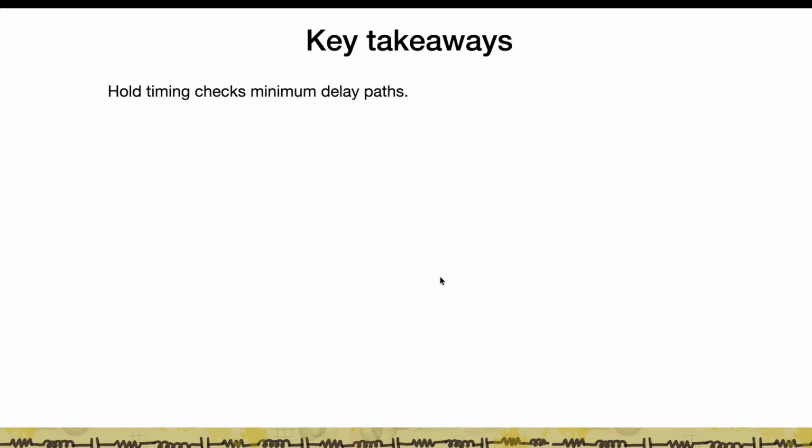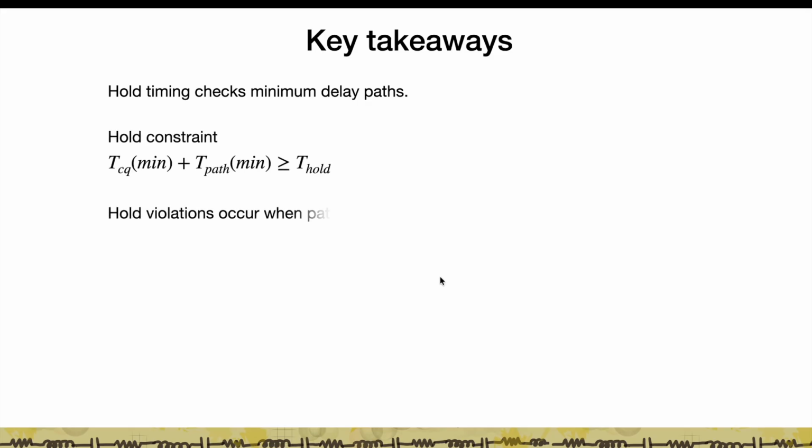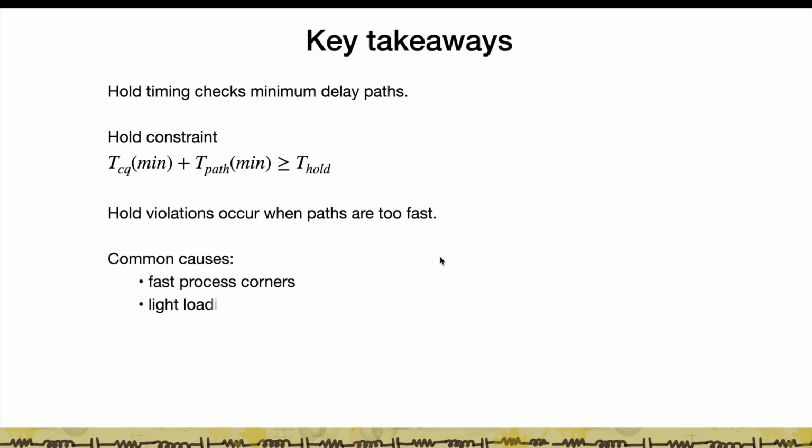So let's lock in the key ideas. Hold timing checks minimum delay paths. It ensures data doesn't arrive so fast that it corrupts the value being latched at the capture register. The hold constraint is TCQ min plus tpath min should be greater than thold. Minimum path delay must be greater than the hold requirement. The opposite direction from setup.